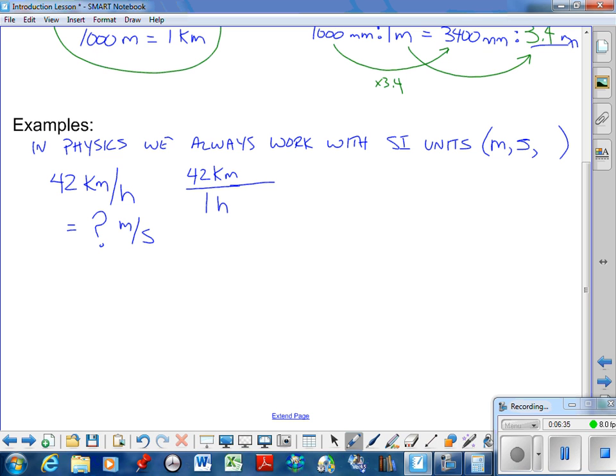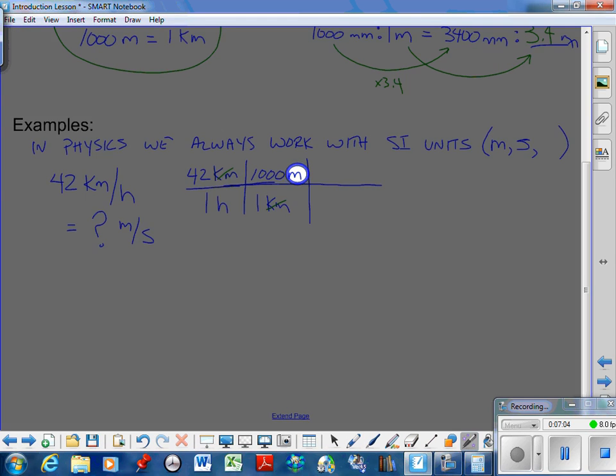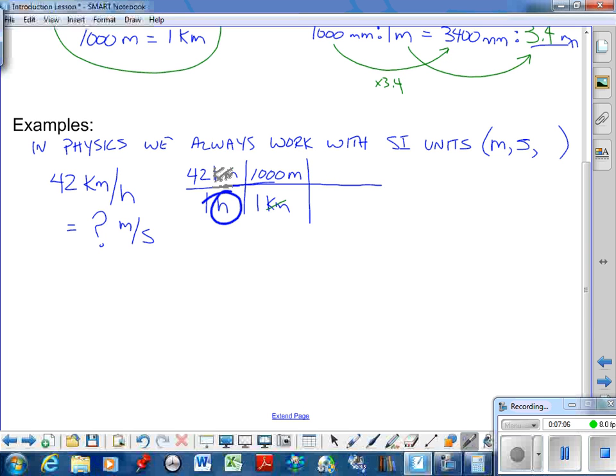All right, so 42 kilometers per hour is how many meters per second? Well, the first thing I want to do is get rid of the kilometers. So if I put 1 kilometer on the denominator, the kilometers will cancel, but I have to keep the equation balanced. How many meters are in a kilometer? Well, we know there's 1,000 meters. So now when kilometers cancel out, I am in the units of meters per hour. Okay, so now I have to get rid of the hours. The only way I can cancel out the hours is by putting it on top. So 1 hour, the h's would cancel, but I have to keep the equation balanced.